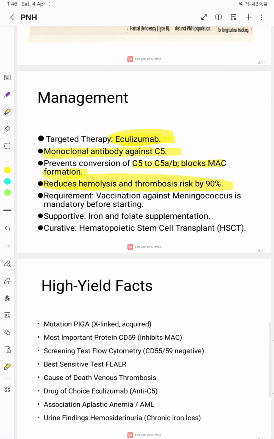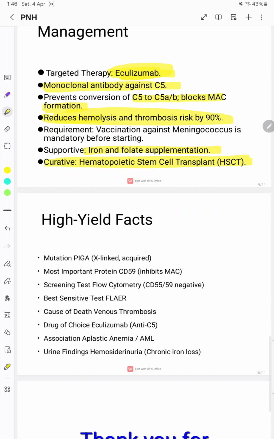And as we have discussed, due to chronic hemolysis there can be iron deficiency anemia. So in supportive therapy we provide iron and folate supplementation. Hematopoietic stem cell transplant is the curative option of management.